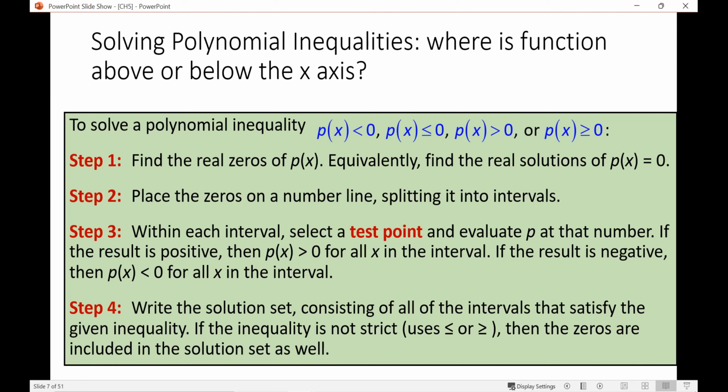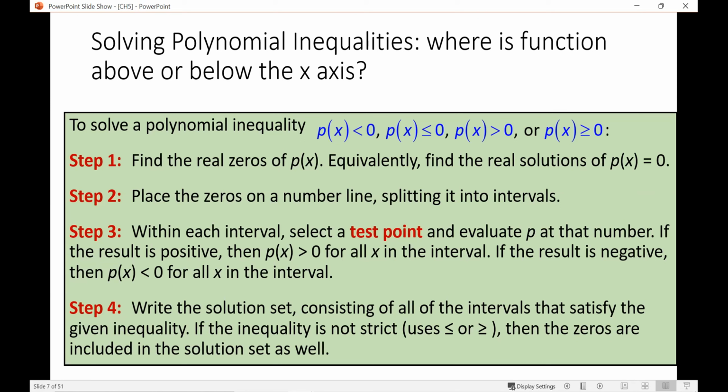First, we're going to find where the function crosses the x-axis. So those are the real zeros, or the solutions of our function set equal to 0, right? When y is 0, what values of x make y 0?